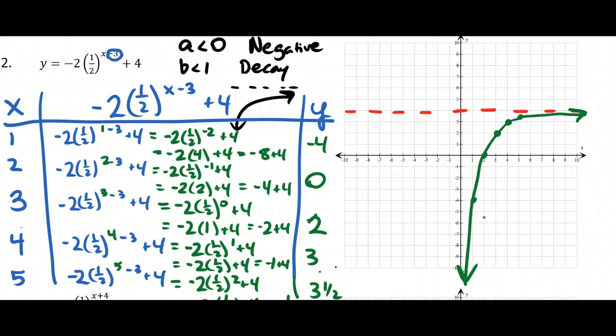Okay, and again, we want to check to make sure our graph gives us the same shape as we expected. We do get a negative decay shape for this one, and so that looks like we got an accurate graph.